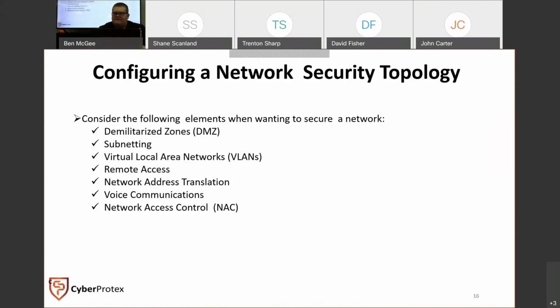Another thing that needs to be taken into account is voice communications. That's going to be allowing access over the network for Microsoft Teams, Skype, and WebEx.